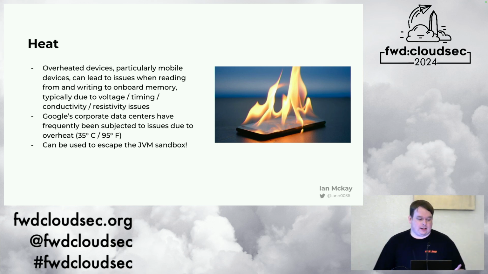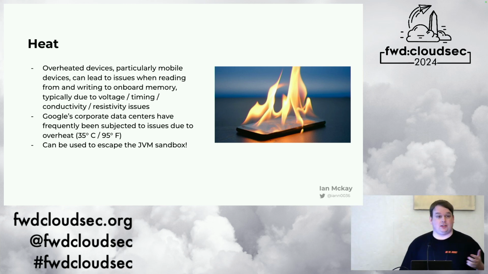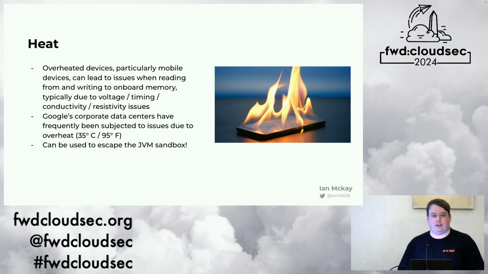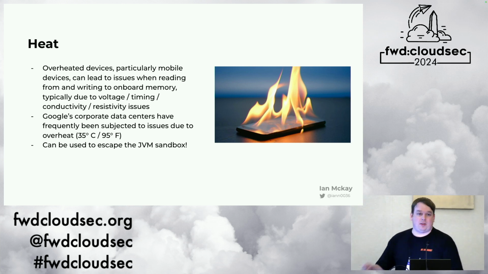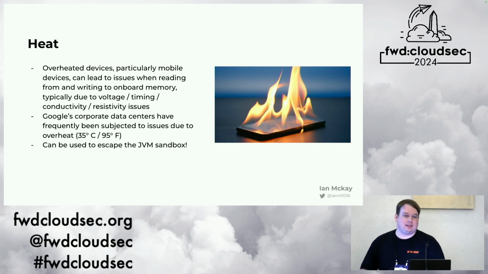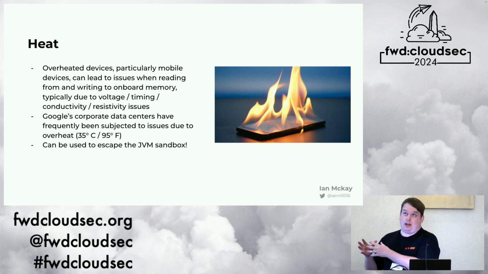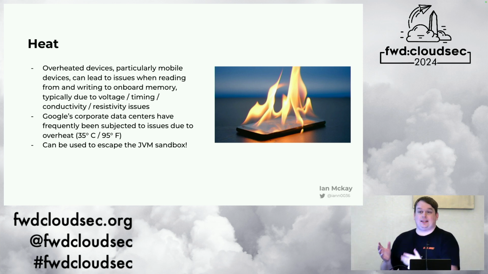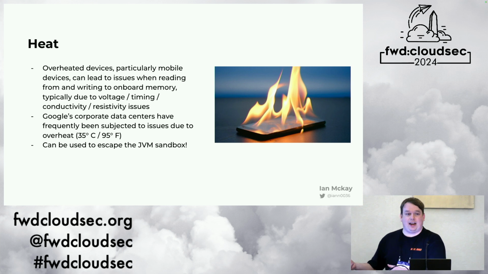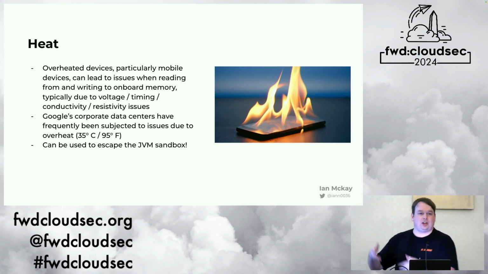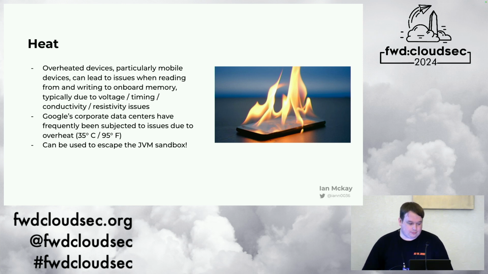Google's own corporate data centers have frequently been subjected to overheating, with the hot aisles in their data centers coming up to 35 degrees Celsius or 95 degrees Fahrenheit. This isn't a mistake. This is a deliberate business decision by Google. They've calculated that the expected loss of their server systems is less than the cost of actually cranking up their HVAC systems. And they actually use that extra heat to heat their offices and things like that.